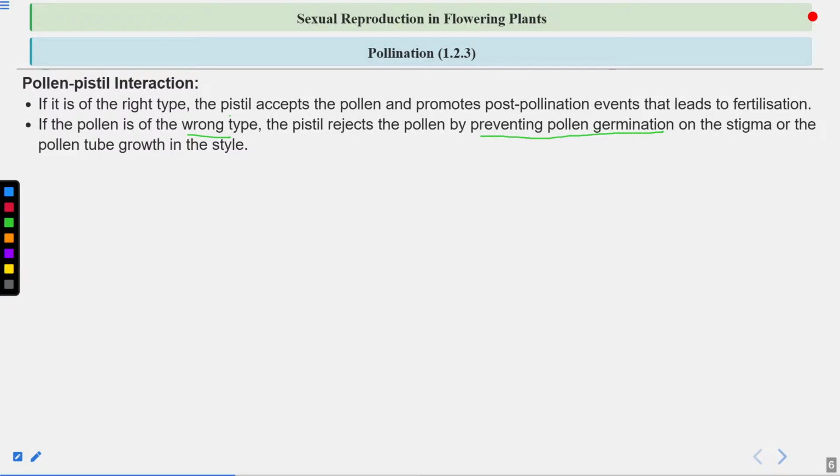So in the case of wrong type, we were discussing that there is a dialogue. Dialogue means release of chemicals, and the release of chemicals is actually allowing or not allowing the pollen grain to germinate on the stigma, and further the growth of the pollen tube in the style.